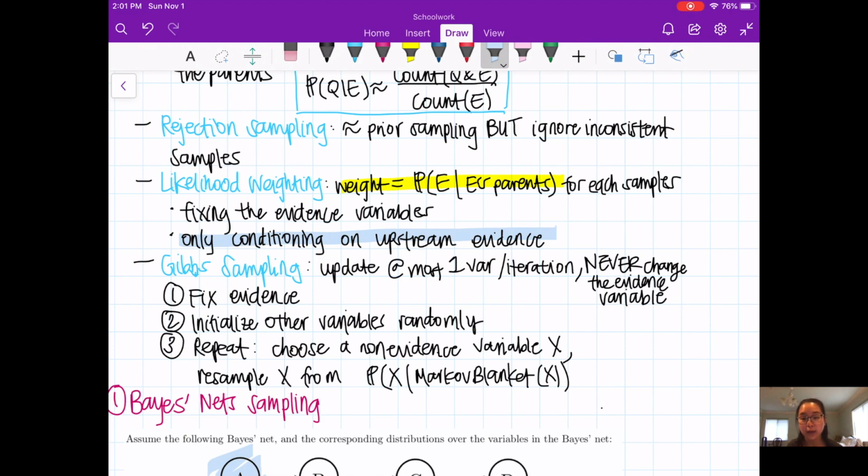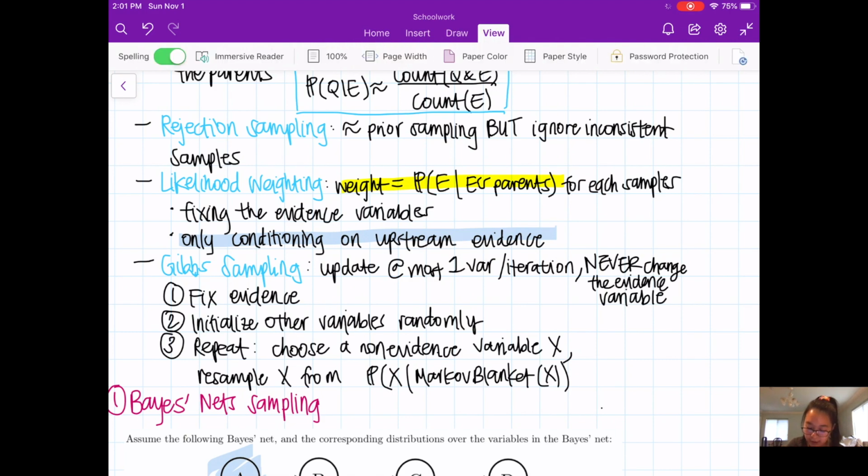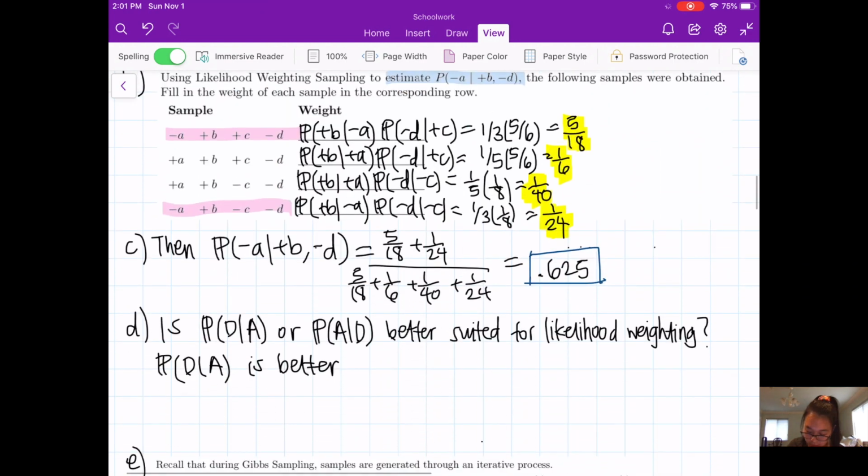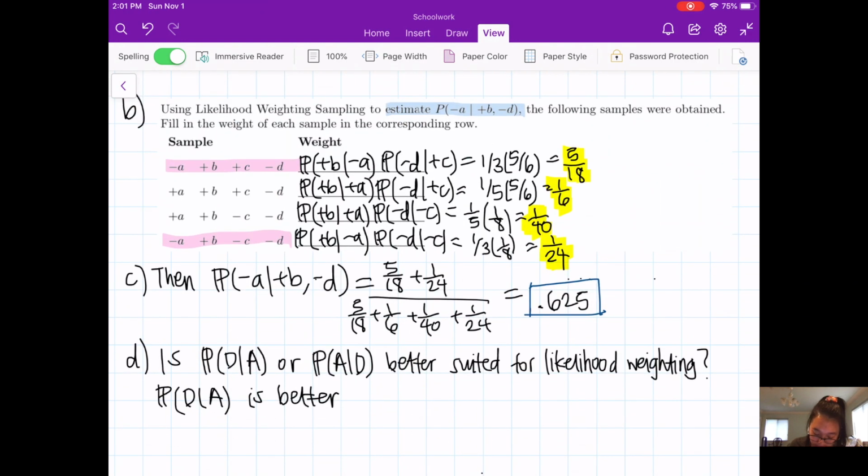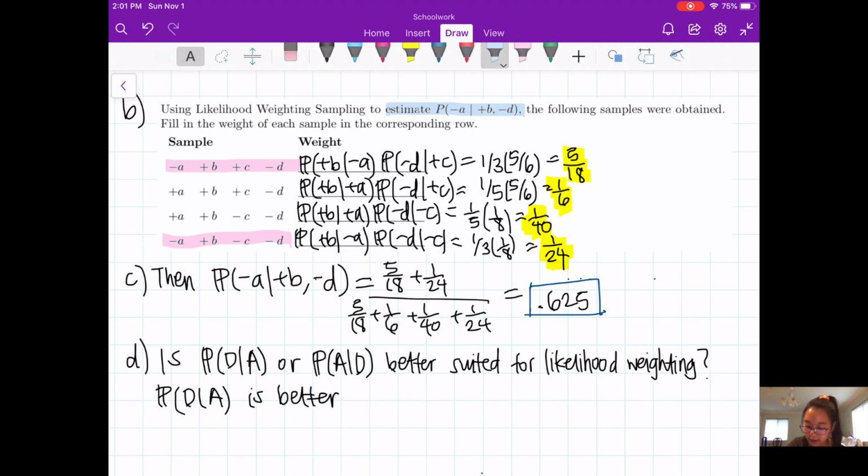And that is exactly what is happening for A, which is why overall it is easier to calculate the probability of D given A with likelihood weighting instead of the probability of A given D. So yes, this is our solution.